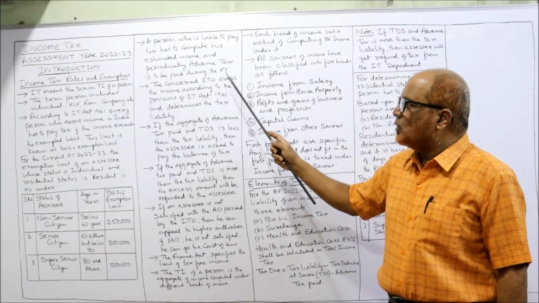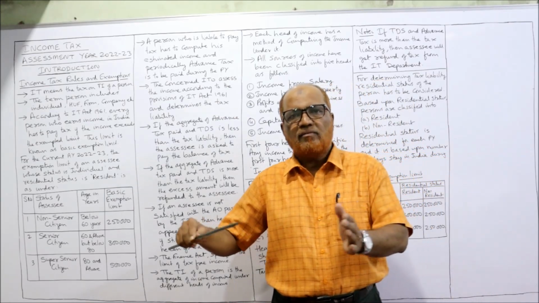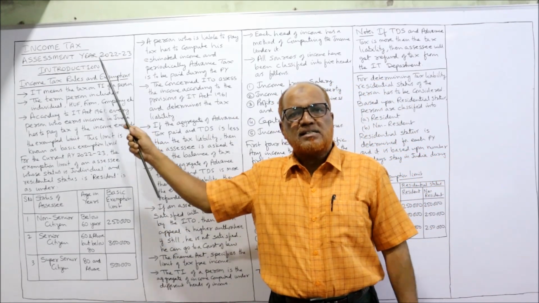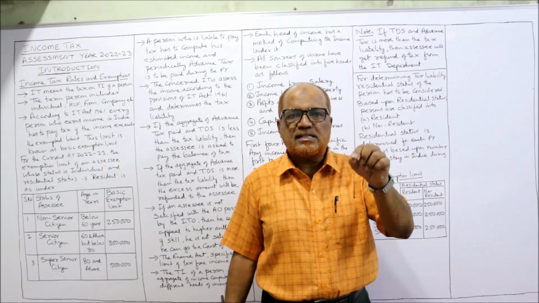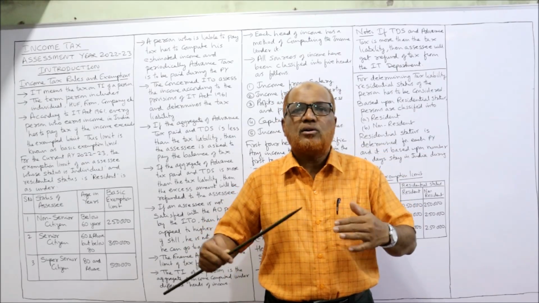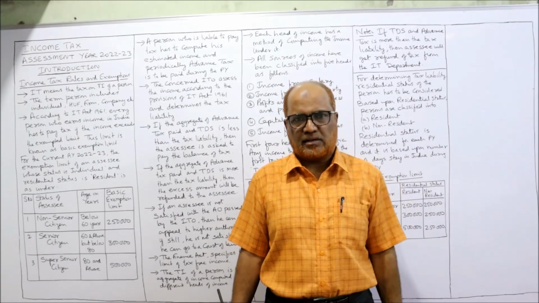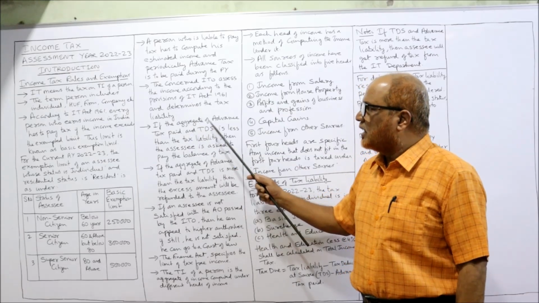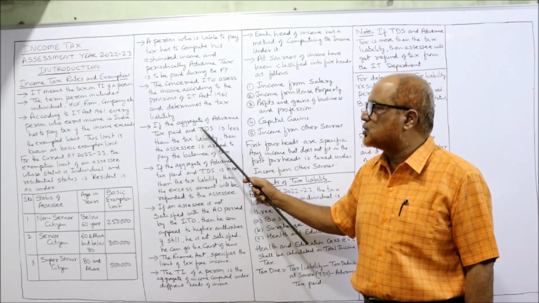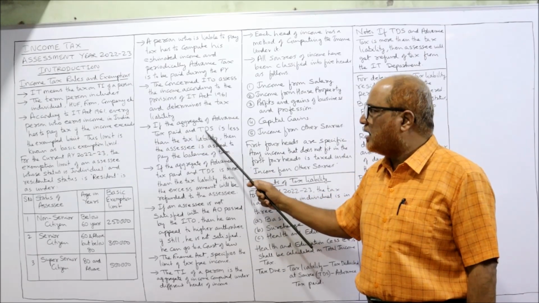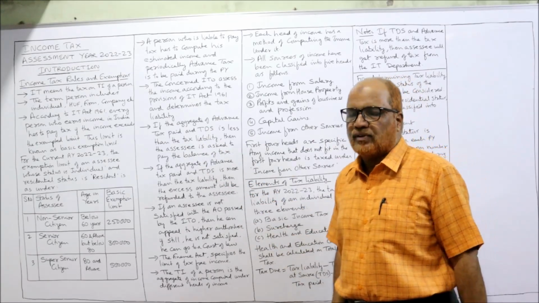Then the concerned ITO assesses the income according to provisions of IT Act and determines the tax liability. Then what will happen? The previous year will be over. After previous year, assessment year will begin. During assessment year, the income tax officer, the assessing officer, will make the assessment of that person and calculate the tax liability according to the provisions of Income Tax Act. Then, if the aggregate of advance tax paid and TDS, which stands for tax deducted at source, is less than the tax liability, then the assessee is asked to pay the balance of tax.